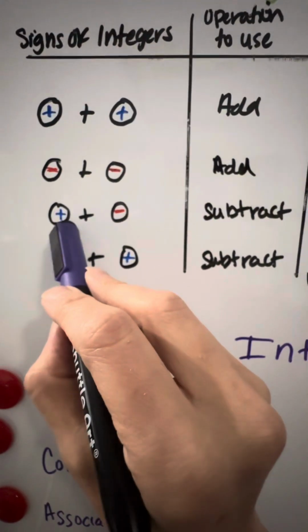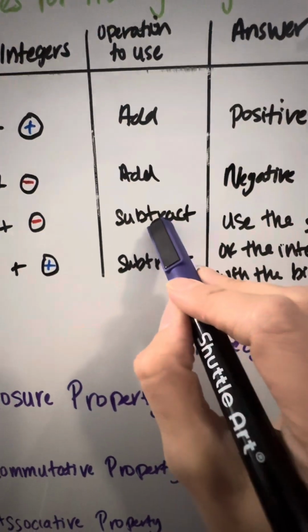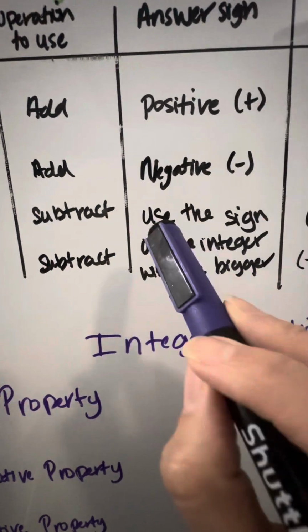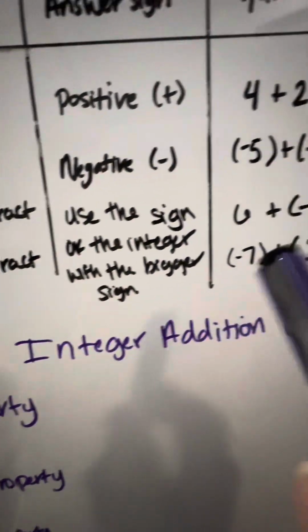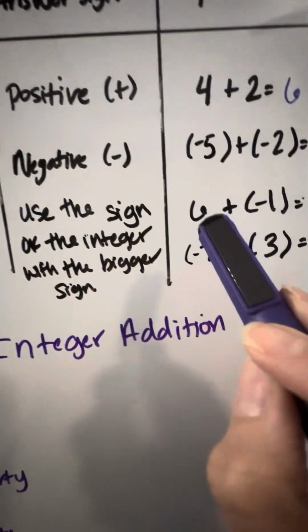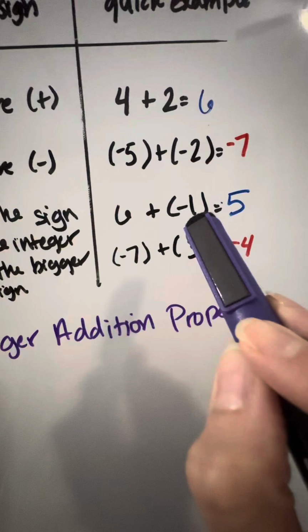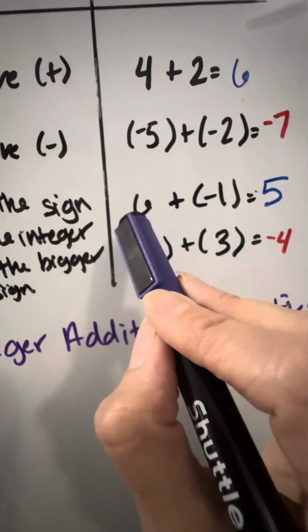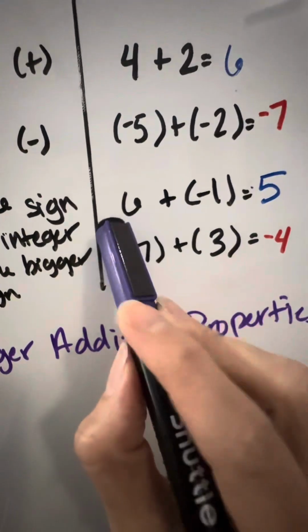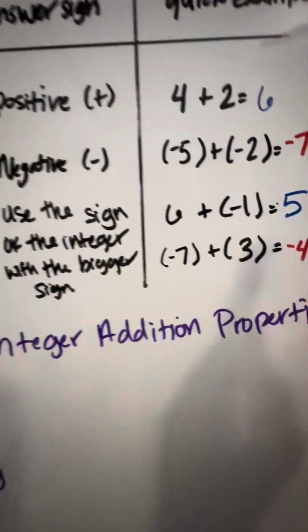Then we have positive plus negative. The operation to use would be subtraction. You're going to use the sign of the integer with the bigger value. So, for example, 6 plus -5 would be 1. The one that is bigger would be 6 because it's a bigger number. So therefore your answer is going to be positive.